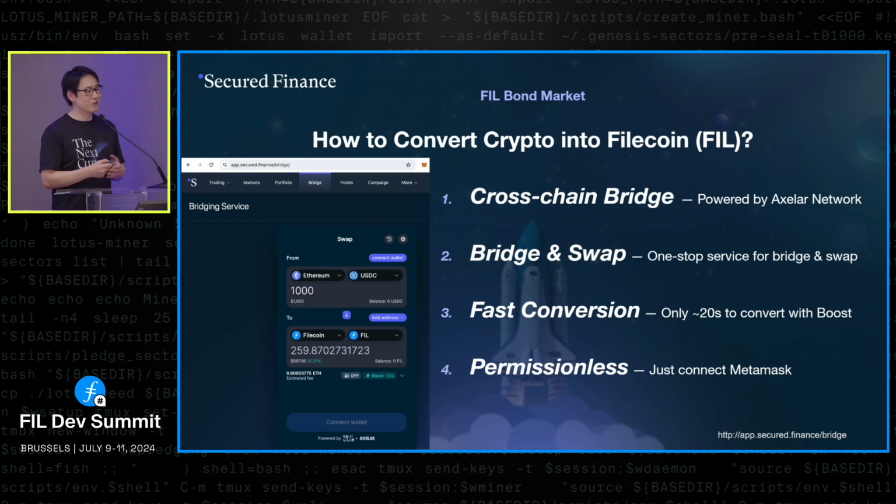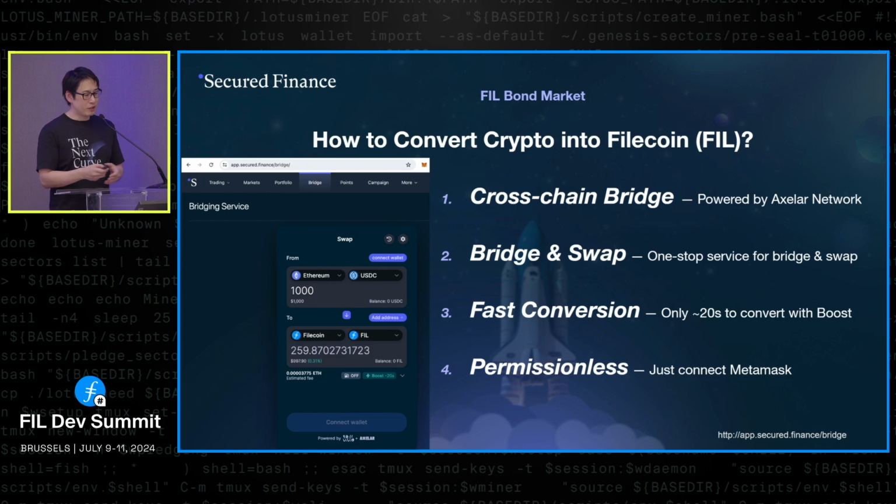I just want to let you know about our new feature, which is bridge services. We just integrated Axelar's bridge service, which is quite amazing. Maybe people here know about this, but it's not quite popular amongst the world. But I use it and I'm so amazed by how easy it is to convert crypto like Ethereum USDC into Filecoin, right? You can just come to our app and type slash bridge, and then the cross-chain bridge powered by Axelar network is possible, and bridge then swap is just one step.